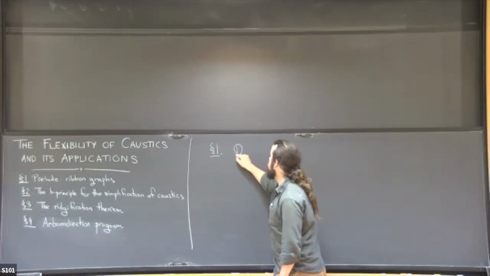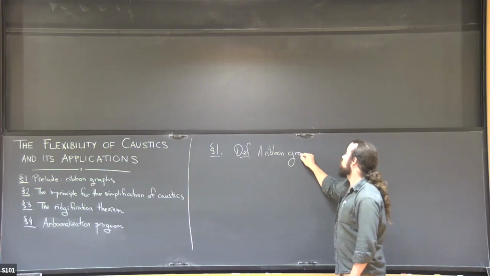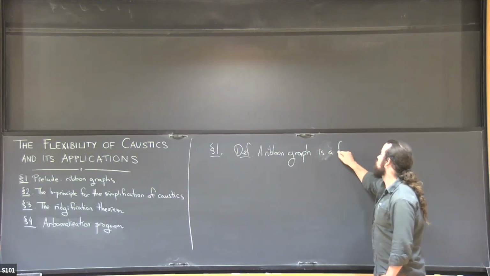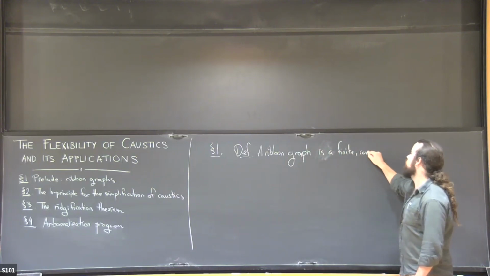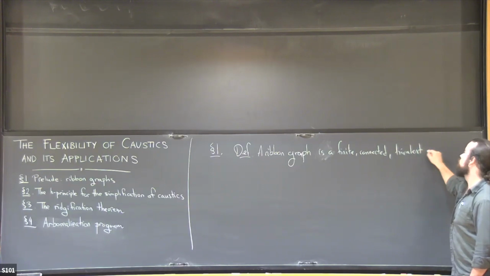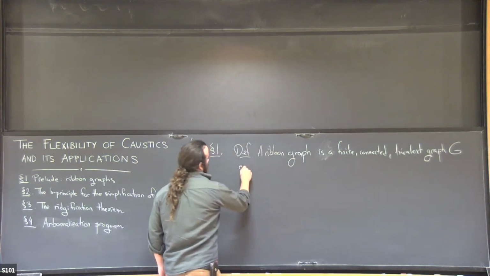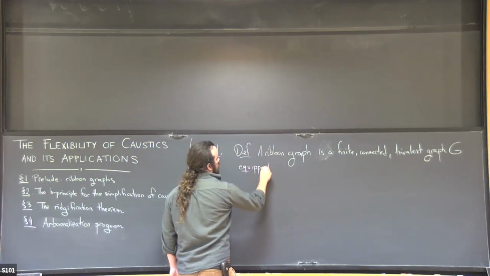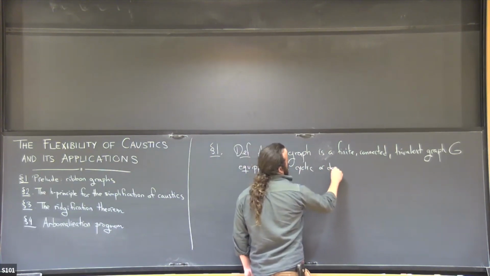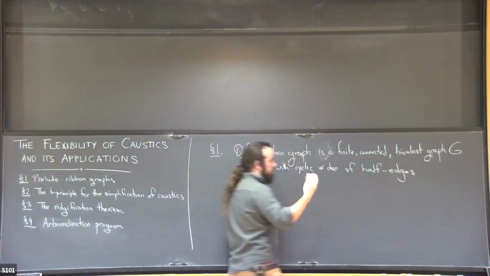So what's a ribbon graph? A ribbon graph is a finite, connected, say, trivalent graph G, and it's equipped with a cyclic orientation, a cyclic order of the half edges incident at each vertex.